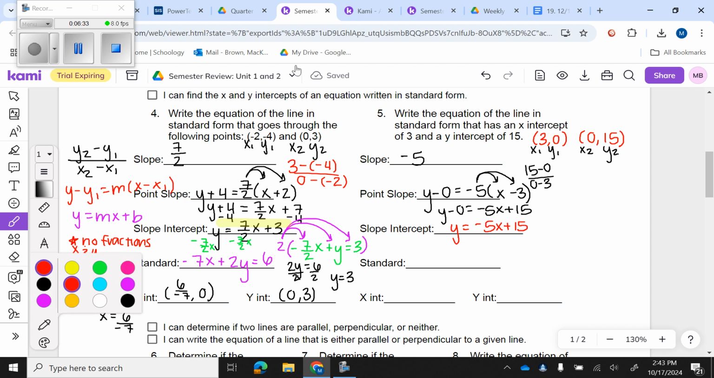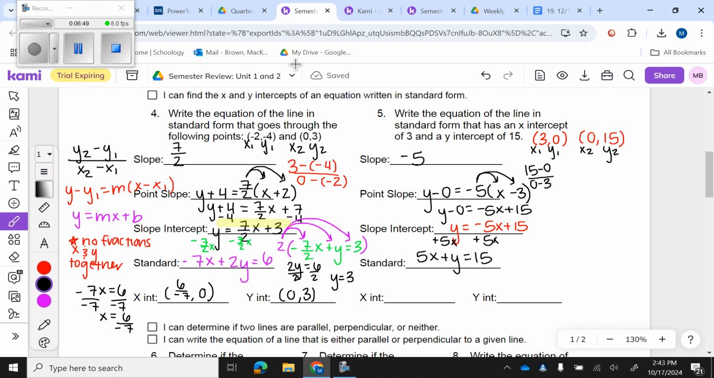To get this to standard form, I have to get my x and my y together. So I'm going to start by adding 5x to both sides, and I'm going to end up with 5x plus y equals 15. I don't have to do any sort of multiplication here because I don't have any fractions. So I'm good to go.